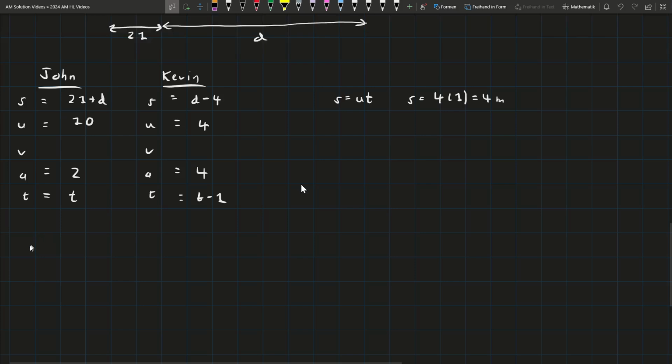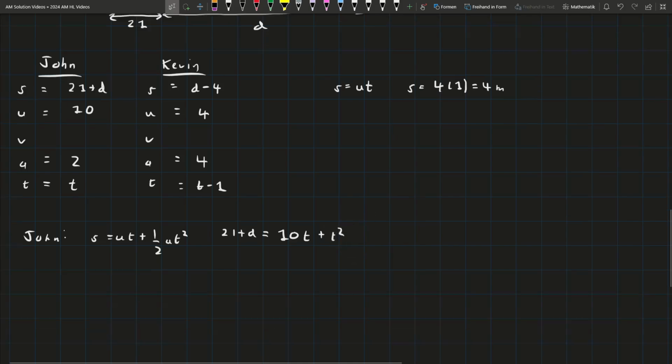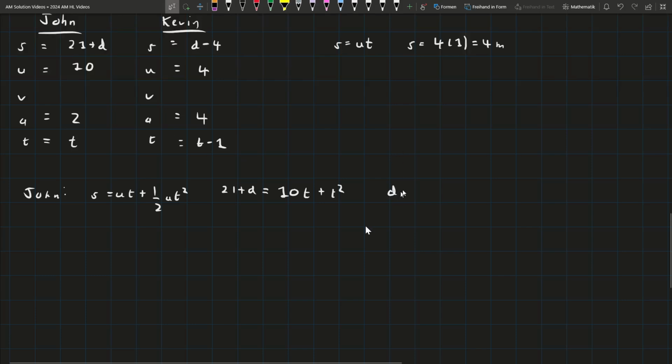Now we can just set up our equation. So for John, we're going to use S, U, A, and T. So we'll use S equals UT plus a half AT squared. So we'll have 21 plus D equals UT, which will be 10t, plus 2t squared over 2, or in other words, they cancel, and we just have plus t squared. We can solve for d, because we're going to have to sub it in. D will be t squared plus 10t minus 21.